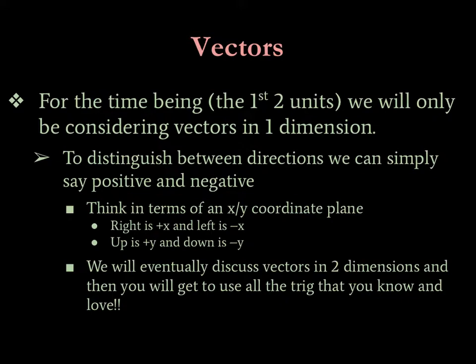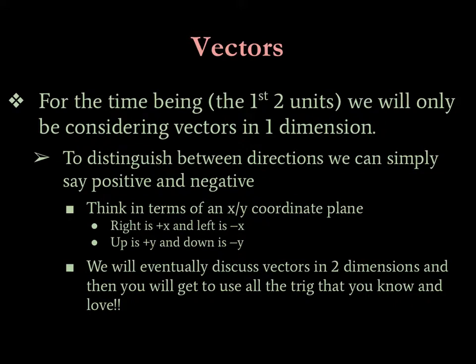Now for right now, we're only going to be worrying about vectors in one dimension. So along a single axis, along the x-axis or along the y-axis. And that simplifies things a little bit because it means that we can distinguish between directions using positive and negative signs. And again, it doesn't matter which direction you call positive as long as you call the other direction negative. So if I'm calling down positive, then I have to call up negative. If I'm calling up negative, then down becomes positive. And the same thing for our x-axis.